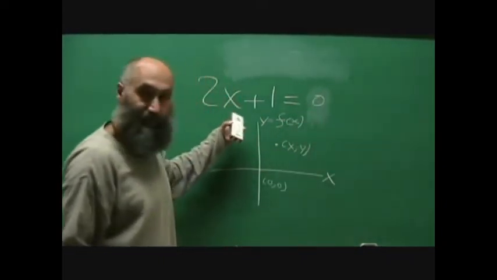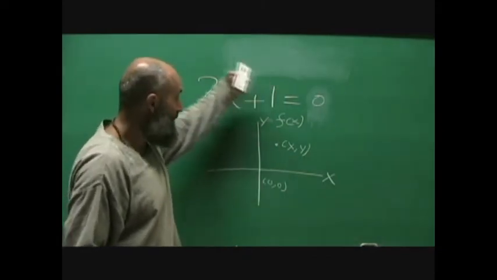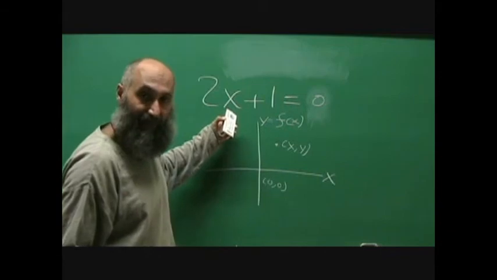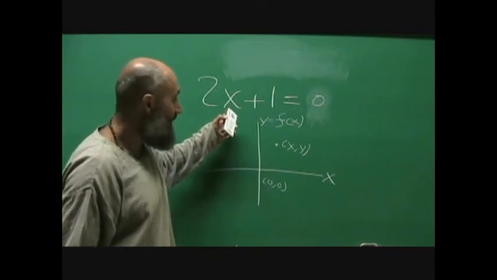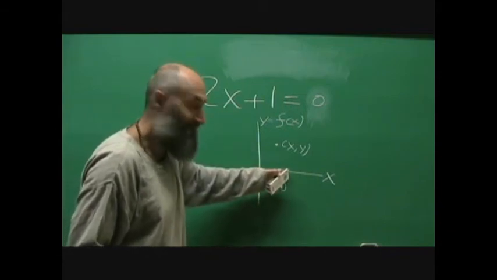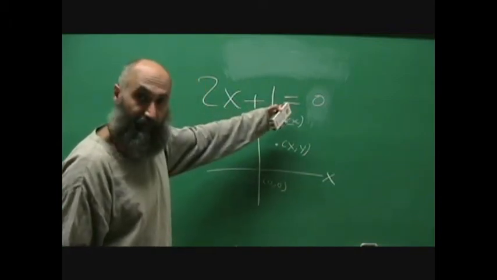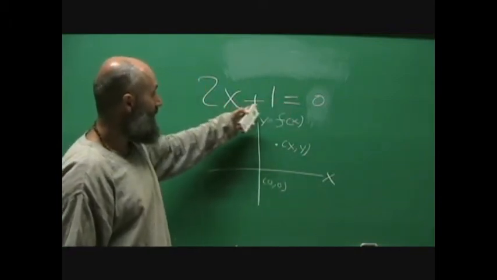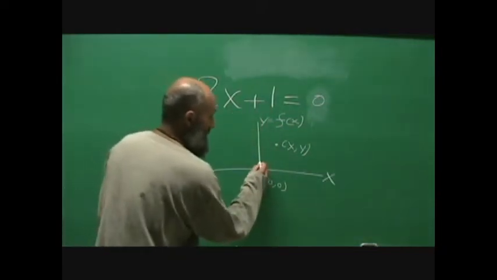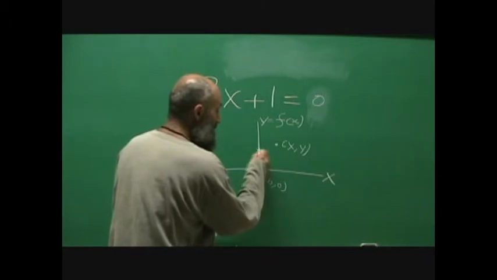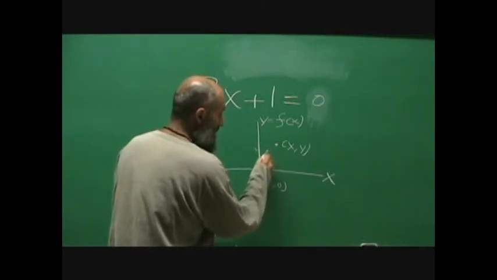And you're asking yourself, when is this function, when is this equation equal to 0 for what values of x? And what that gives you is where you cross the x-axis for your function. Now this is a line, the y-intercept is 1, and your slope is going to be 2 over 1.